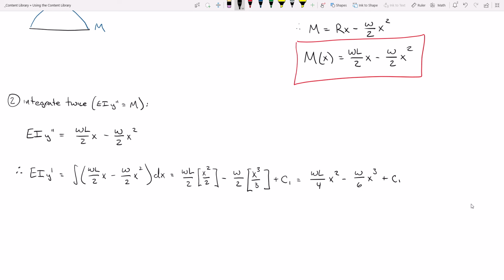Variables over here. So I don't like collecting it into a single fraction for this. I think it makes it a little easier to just carry it out. So here's our first integral. Now let's do the second one.